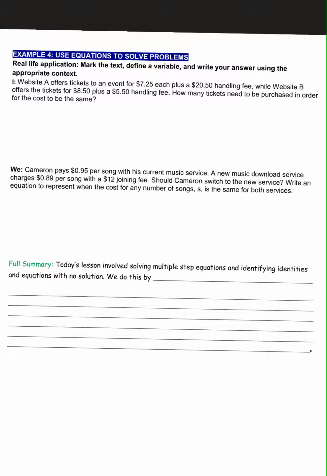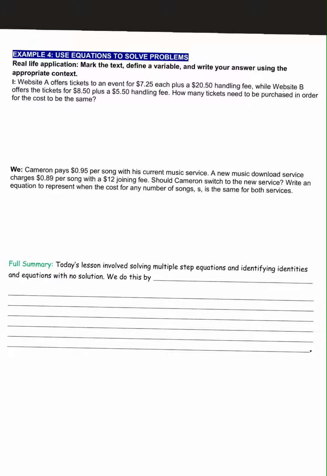So our last real-life application, we're going to mark the text, define a variable, and write our answer using the appropriate context, which means a complete sentence. So website A offers tickets to an event for $7.25 each, plus a $20.50 handling fee, while website B offers tickets for $8.50 plus a $5.50 handling fee. How many tickets need to be purchased in order for the cost to be the same?